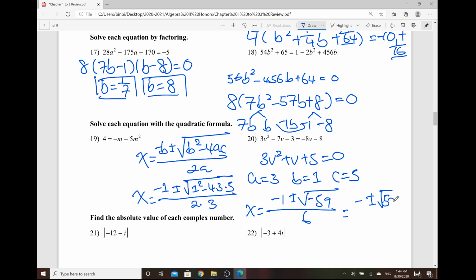So we can just take out that i. So negative 1 plus or minus root 59 i, and then it's all over 6. Again, two solutions: positive and negative.